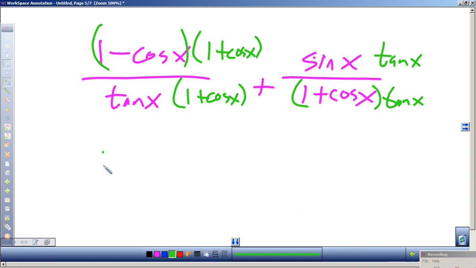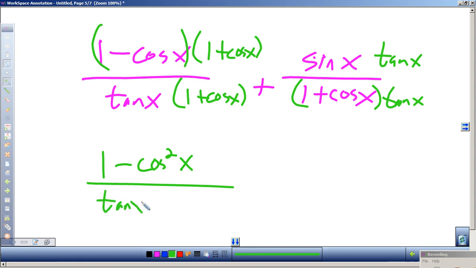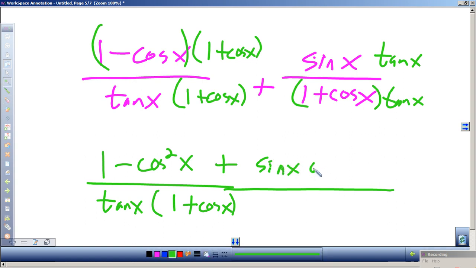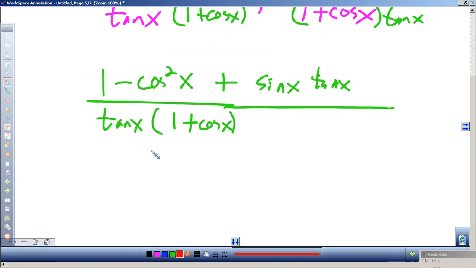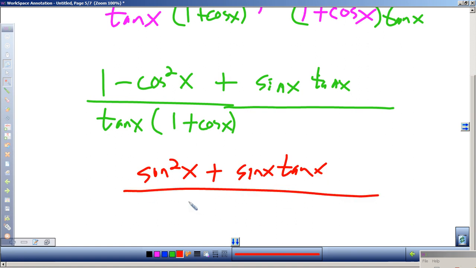So up here, I'm going to get 1 minus cosine squared x. Here, I'm not going to combine them yet because I don't know what's going to happen. Tangent x, 1 plus cosine x. And together, since I'm going to have that now, I'm going to have plus sine x tangent x. So now what? Okay, so changing this using the Pythagorean identity, get sine squared x plus sine x tangent x over tangent x 1 plus cosine x.